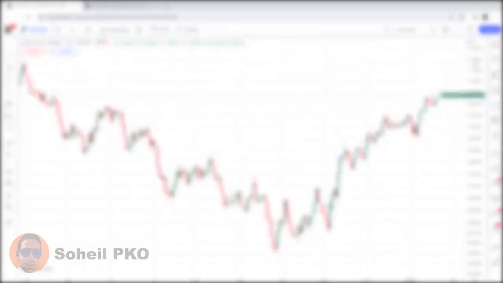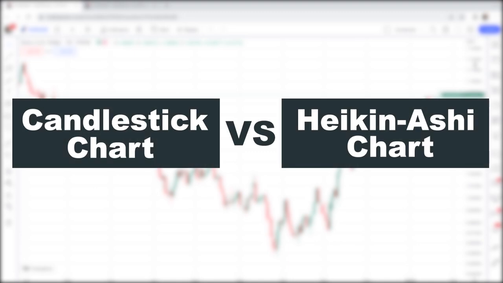Soil here, and today I want to talk about the differences between two of the most popular price charts for trading, which are Candlestick chart and Heikin chart. We're going to explore the advantages and disadvantages of each one, and we're going to see in what situations they can be more helpful so we can effectively use them for trading.